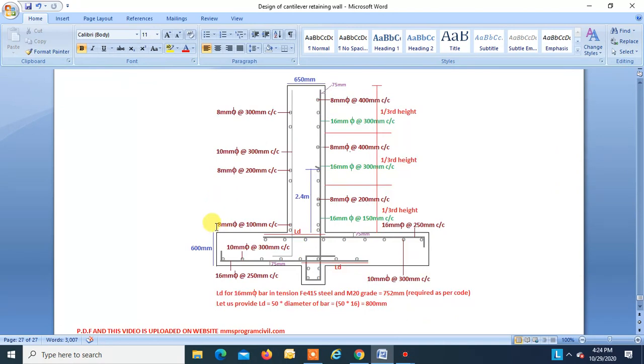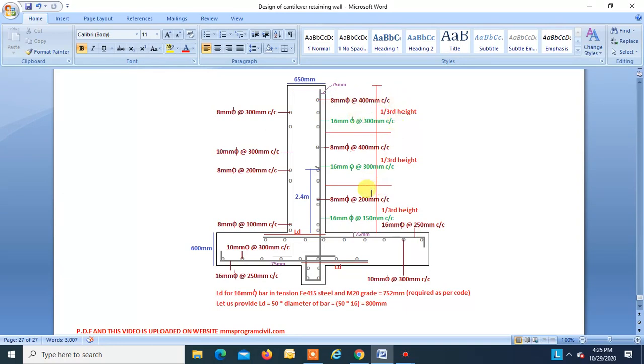So we will provide over here in the below one-third 8 mm, about 100 mm center to center. At the middle one-third, we'll provide 8 mm, about 200 mm center to center, and at the top one-third, we'll provide 8 mm, about 300 mm center to center. On this side, at the bottom one-third, we'll provide 8 mm, about 200 mm center to center. At middle third, we'll provide 8 mm, about 400 mm center to center, and at the top one-third, we'll provide 8 mm, about 400 mm center to center.